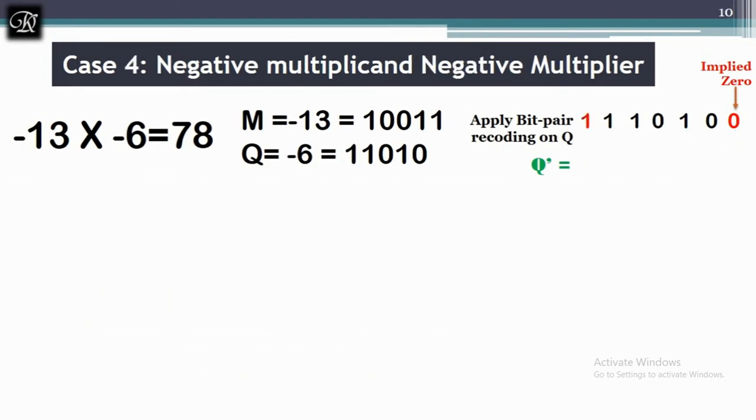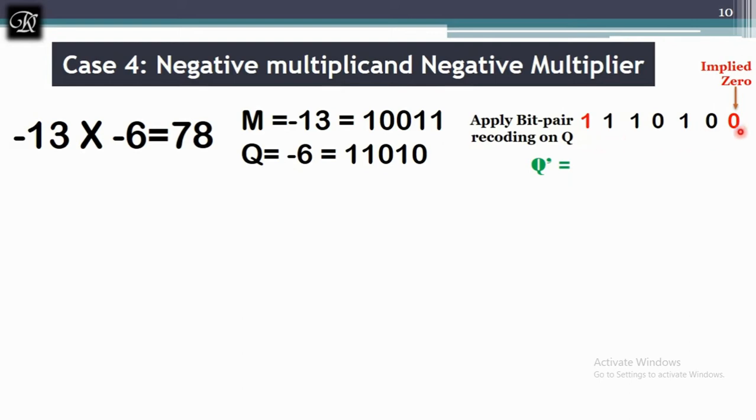Let's see the last case, negative multiplicand and negative multiplier, when both are negative. Here you can see multiplicand 13 is negative, and multiplier 6 is also negative. As per the rule, first you have to find the 2's complement of the negative values. Then find the new Q by applying the bit pair recoding technique.